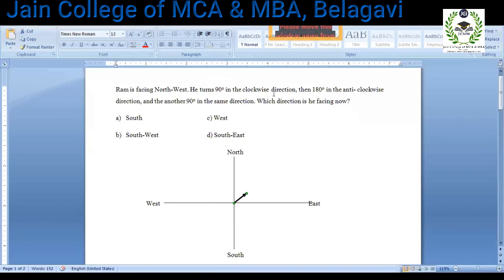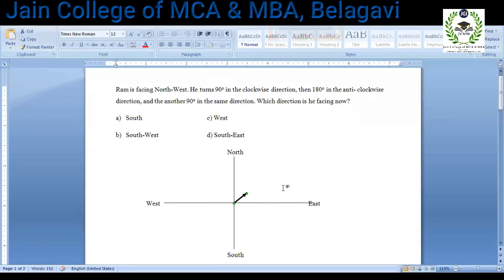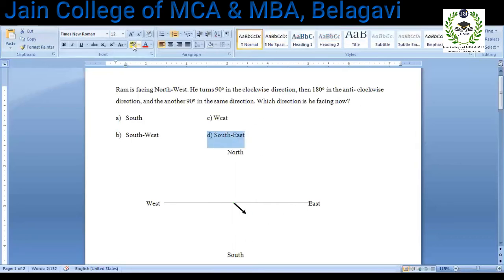Okay, then after this movement, he takes a 180 degree turn in the anti-clockwise direction. So he is going to turn now 180 degrees. So 180 degrees from here, he moves here. So see, this is 90 degrees and again here, this is exactly a straight line. So he's moving 180 degrees and then another 90 degrees in the same direction. So here, this is 90 degrees. Okay, so which direction is he facing now? He is facing the southeast direction, and that is going to be your answer.